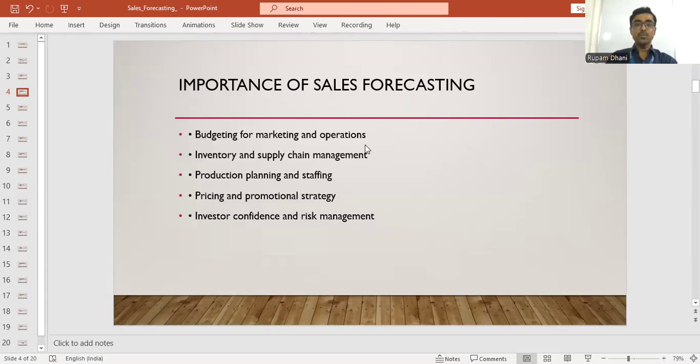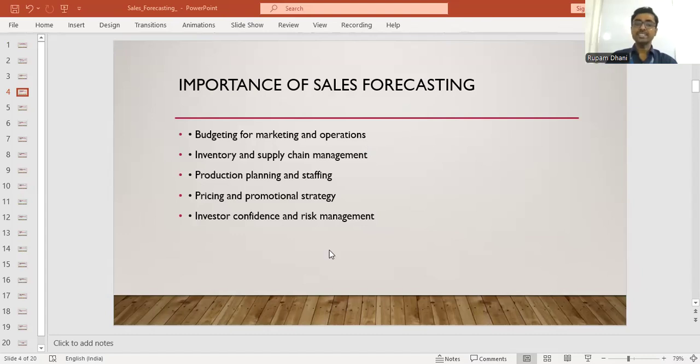Now, next, move on to the importance of sales forecasting. Sales forecasting impacts various aspects of the business. It's crucial for budgeting for marketing and operations. It directly influences inventory and supply chain management. It helps in effective production planning and staffing decisions. It guides pricing and promotional strategies. And also, significantly, it builds investor confidence and helps in proactive risk management.